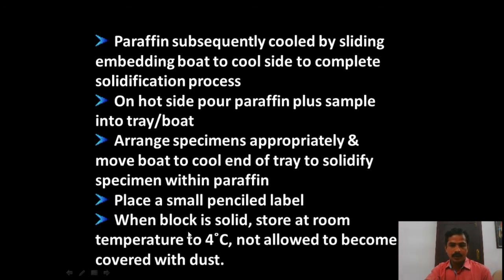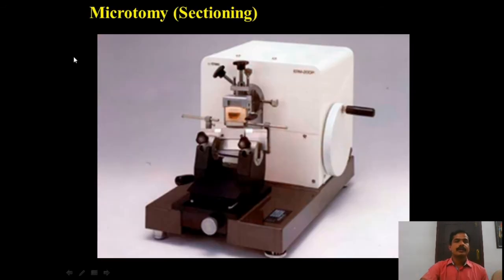When the block is solid, store at room temperature to 4 degrees Celsius. Not allowed to become covered with dust. Should be covered carefully. Then after embedding, the next procedure is sectioning. That is done using an instrument known as a microtome, and there are different kinds of microtomes.